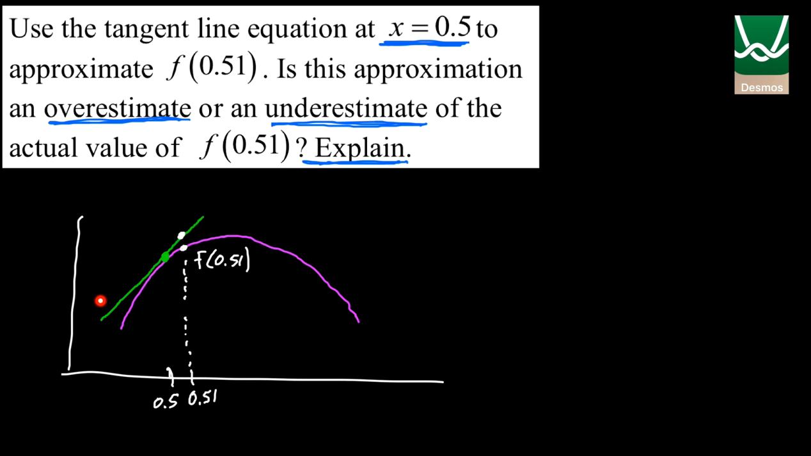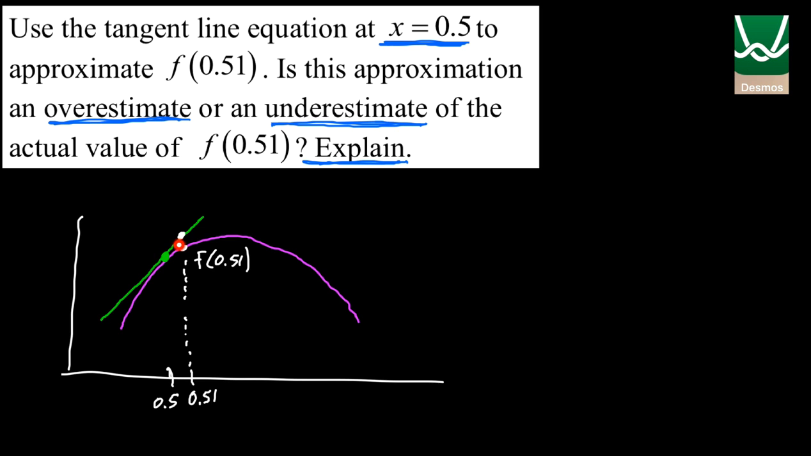What we are doing is using the tangent line to approximate a value. That value should end up being pretty close to this value because the equation of the tangent line was derived at the point 0.5. That's super close to 0.51. Because these two numbers are real close to each other, these two values are going to be close to each other.